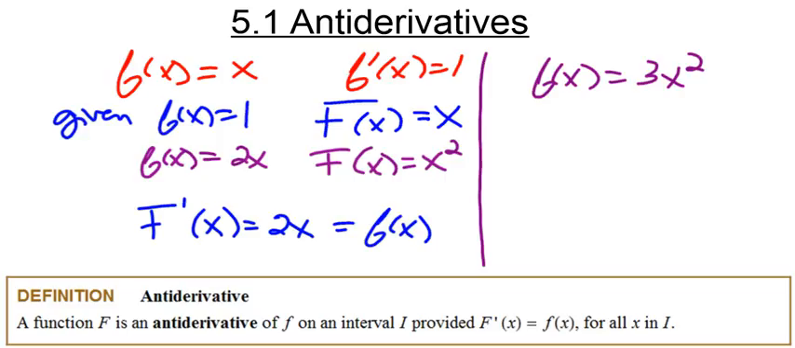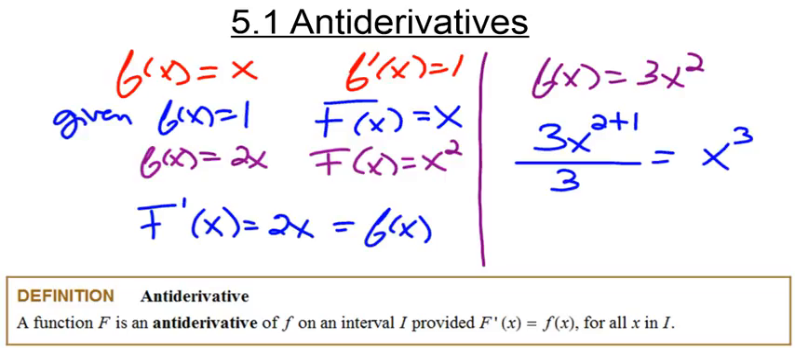I'm going to add 1 to the exponent. Instead of multiplying, I'm going to divide by that new exponent. So this would simplify down into x cubed. We did walk backwards, and if I take the derivative of x cubed, I should get back to my original f(x), 3x squared.